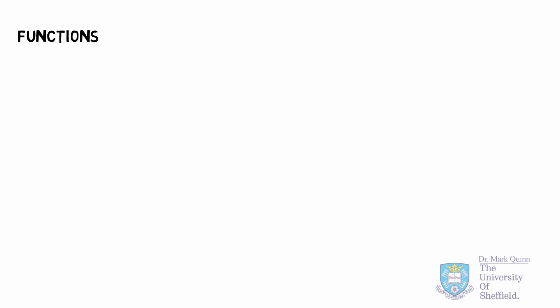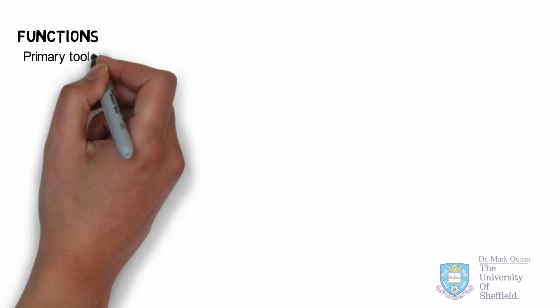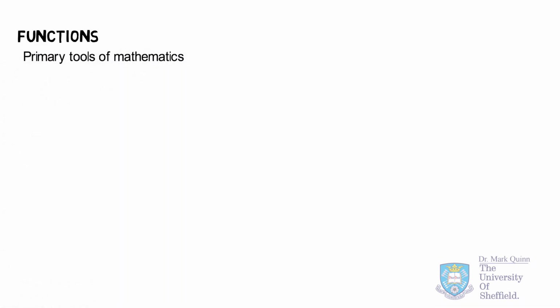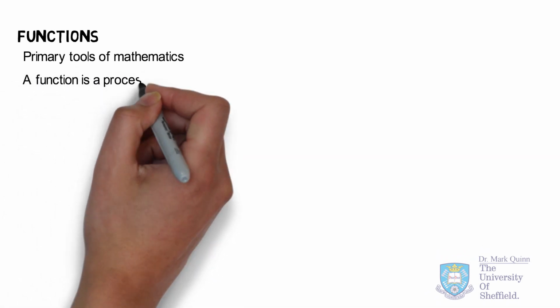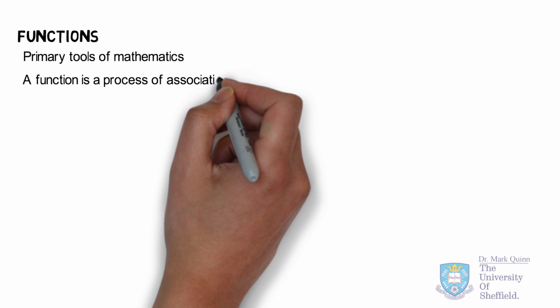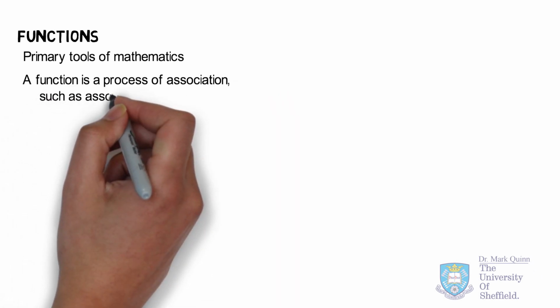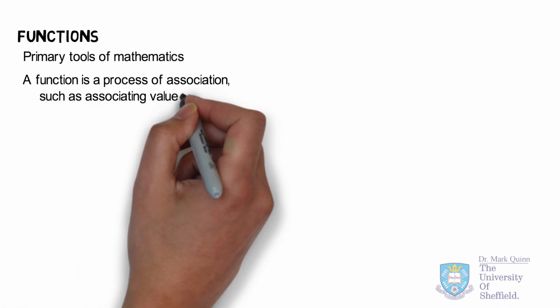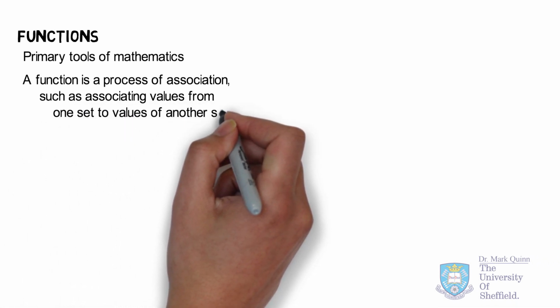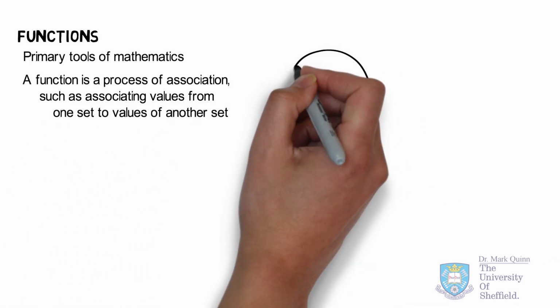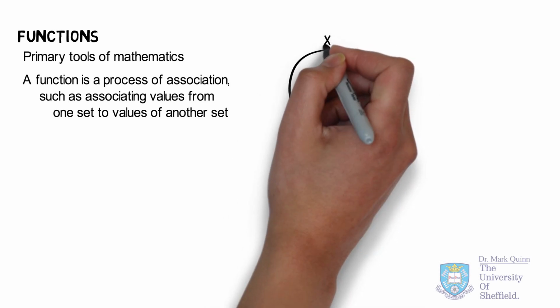Here in this first video we will look at how we can describe functions in terms of their general features, but first let's look at how to define what a function is. Functions are the primary tools used in mathematics and indeed comprise the majority of physical models. A function is a process of association.